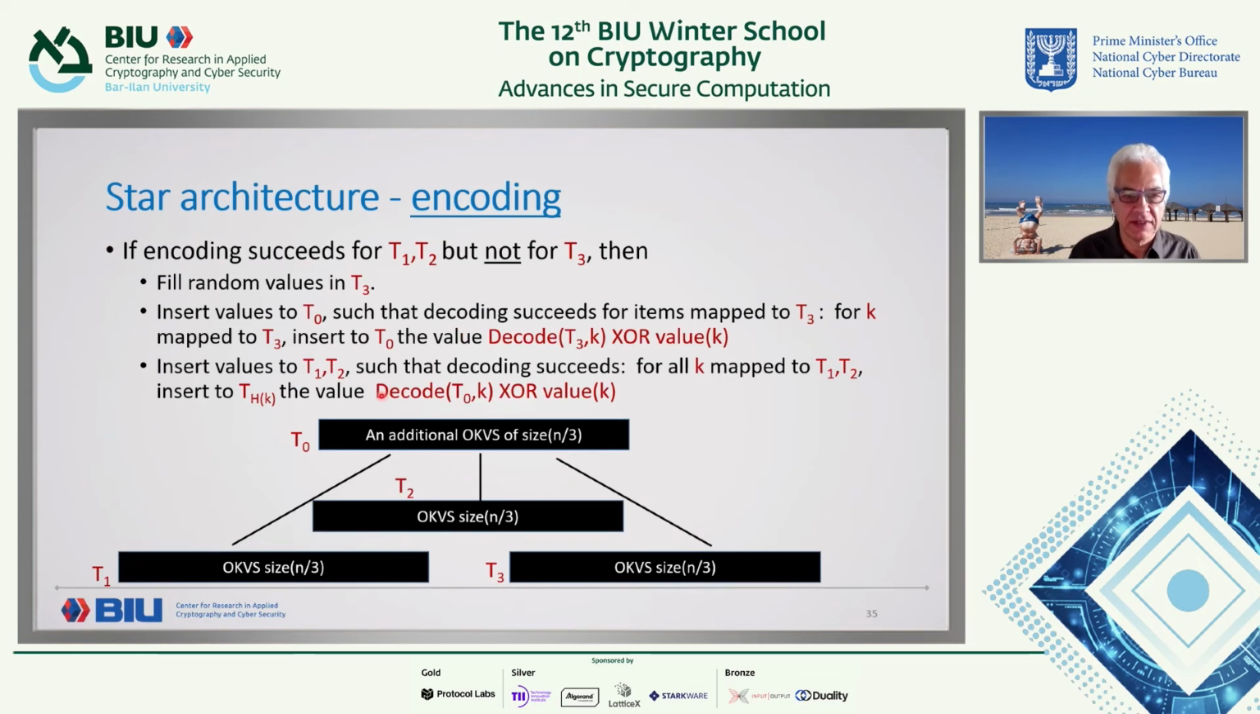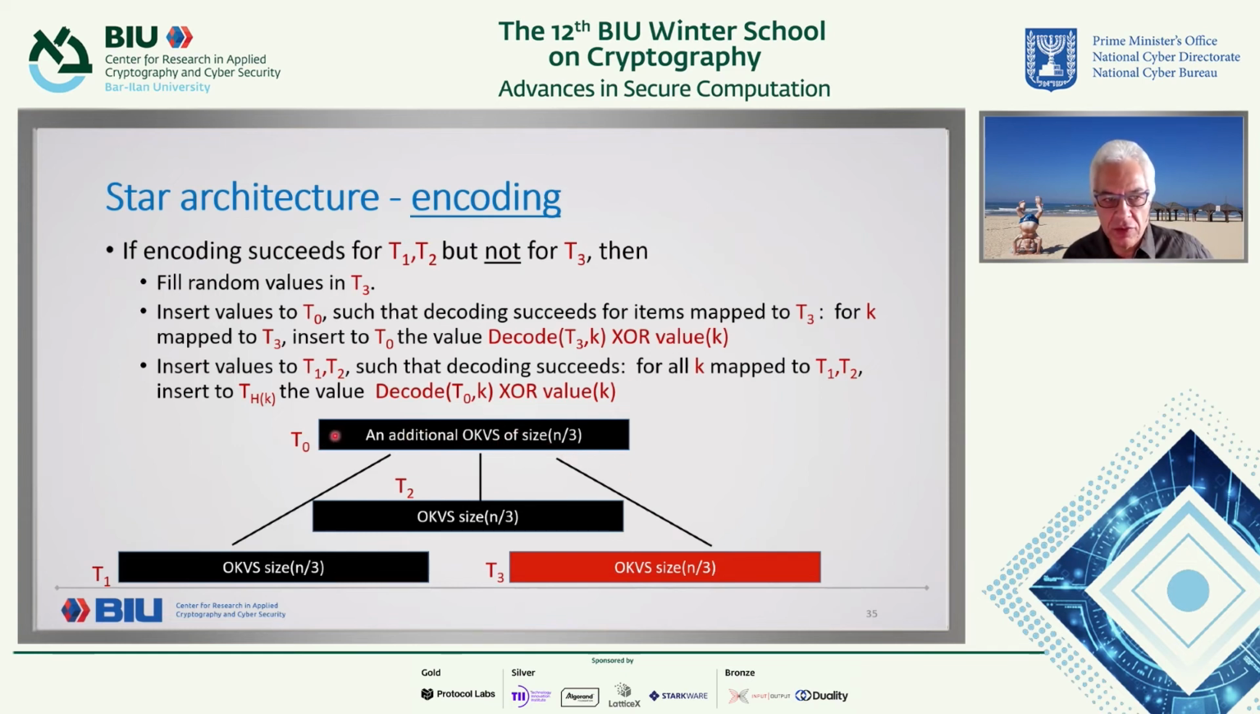Now, suppose that it happens that the encoding succeeds for the keys mapped to T1 and T2, but for T3 it doesn't succeed. Okay, for T3, the set of keys that are mapped to it, we cannot map them, we end up with a large cuckoo, whatever, it doesn't happen. So the way we work is like this. First, we put random values here. Now we know that the values that are going to be mapped to T3, the way we're going to decode them, we're going to read something from T3, retrieve the information associated with them in T0, and XOR the 2.